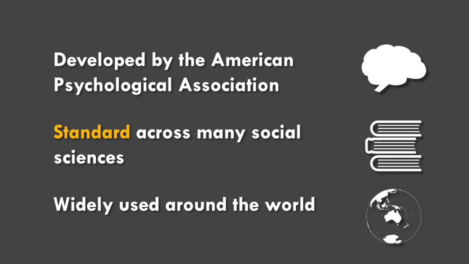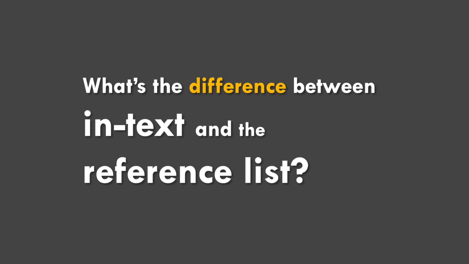You'll be using APA 6 style in all of your business subjects, except for business law, which uses the AGLC style of referencing. There are two major parts of APA 6 referencing, the in-text citation and the reference list. So now I'm going to show you through these two types of referencing.